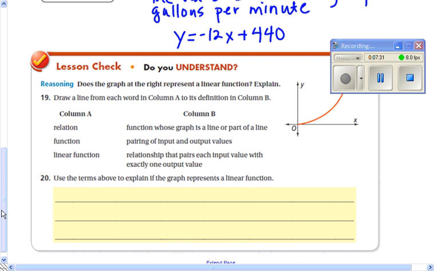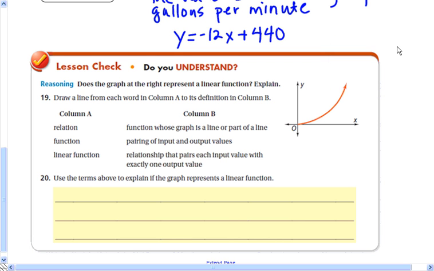So look at this next problem. Does the graph on the right represent a linear function? Explain. This is a relation because it's a pairing of input and output values. This is a function because it's a relationship that pairs each input value with exactly one output value. And is it a linear function?